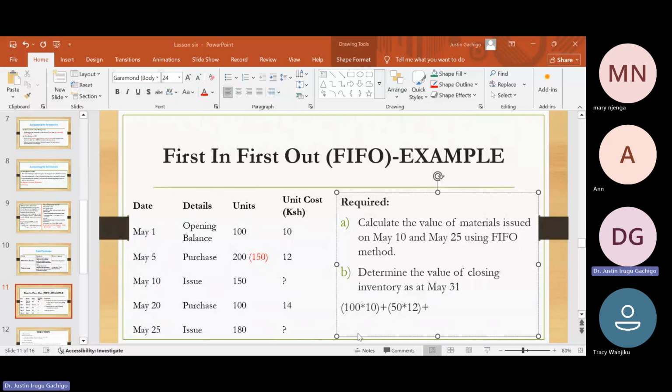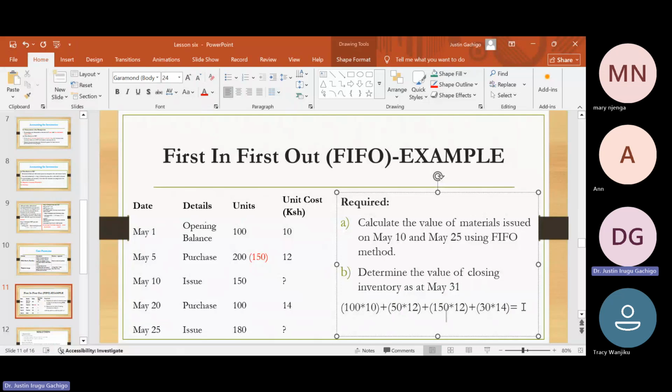Maybe tell us how are you going to issue that one? And do you have something on how you are going to issue that one? The first 150 we issue at 12. 150. And then the rest 30. Yeah, 30 at 14. Yes. So that's how we are going to issue that. And then you just get the answer.